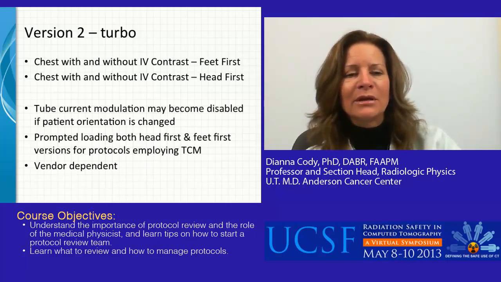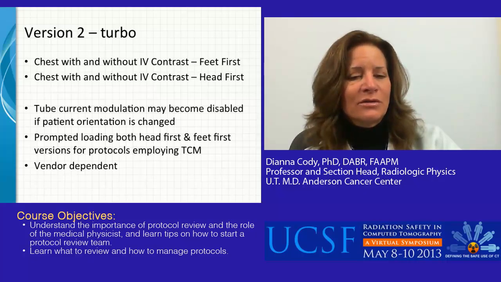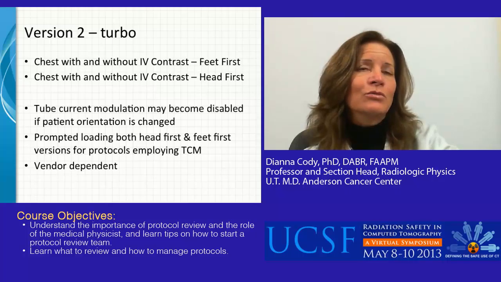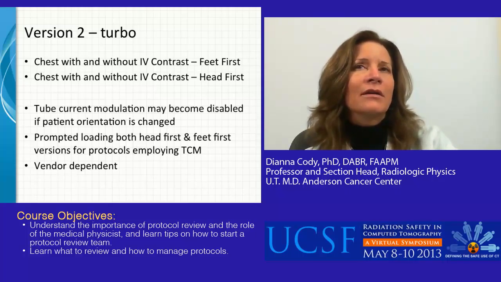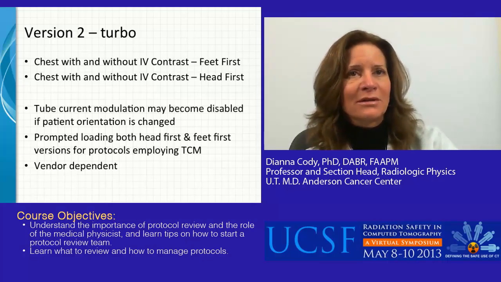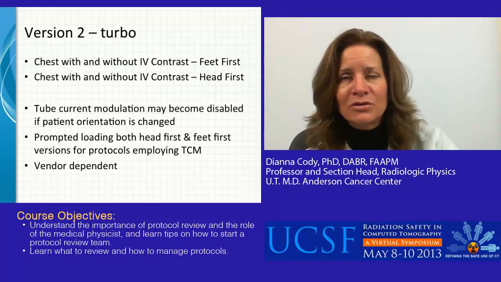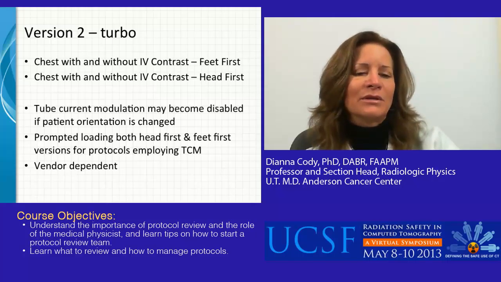Another confounder can happen if you're being very careful about patient orientation. We've had a problem on some scanners that tube current modulation actually becomes disabled if you tell the scanner after the exam has started that the patient is positioned in a different manner than the scanner assumed. Sometimes they disable tube current modulation and the warning is not picked up.